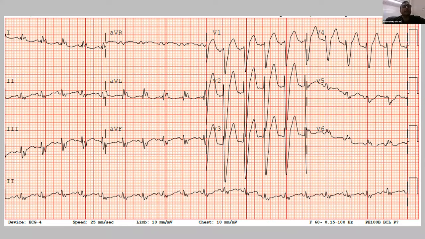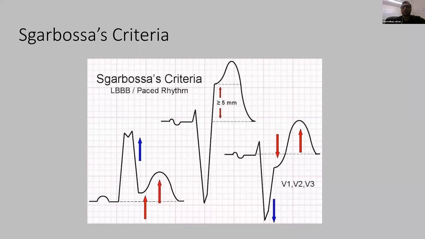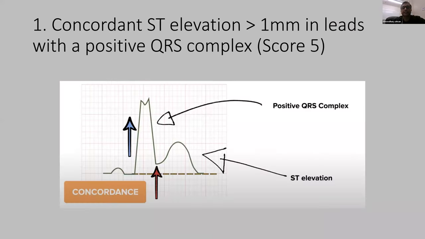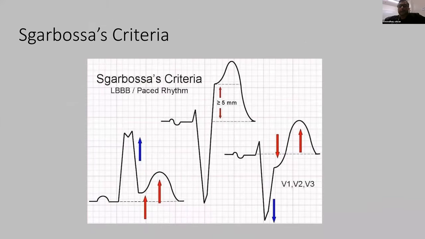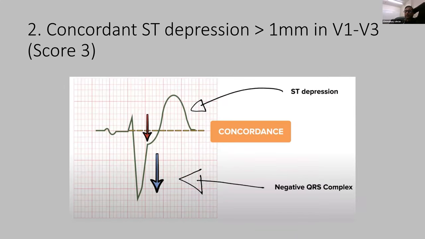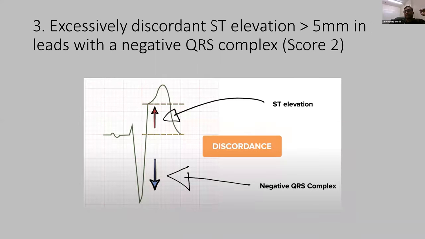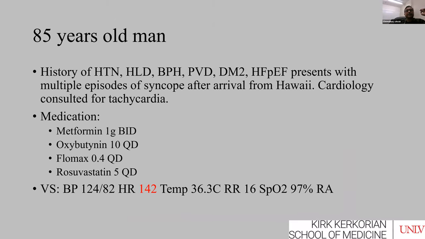So we talked about right bundle, but let's talk about the left bundle and chest pain, and then presentation like that. And we talk about Sgarbossa, just if you have three criteria, the sensitivity may go down, but the specificity will go up. So in this case, I just put this cartoon because sometimes the residents and fellows have questions about what do you mean by discordant or what do you mean by concordance? So this is what we mean by that. And then you pay attention to all three criteria, then it becomes more specific. So in our patient, we did the cath. It was multivessel, went for CABG and did fine.